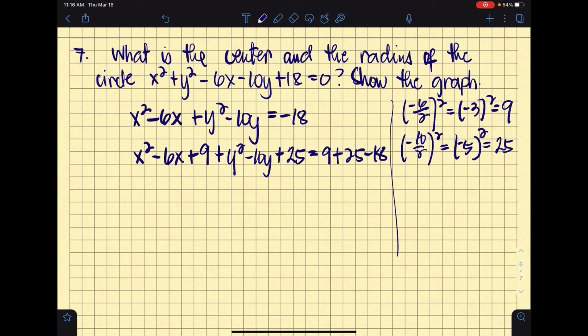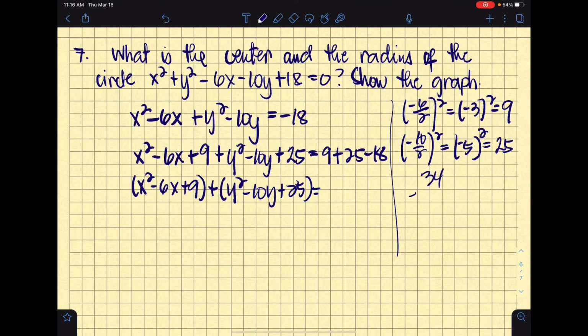Okay? So now that we have completed the squares, we can now express them as x squared minus 6x plus 9 in one group plus, and this is y squared minus 10y plus 25 in one group. Then you have 9 plus 25 minus 18. So 9 plus 25 is actually 34. Is it 34? Yes. Then 34 minus 18 is 16.